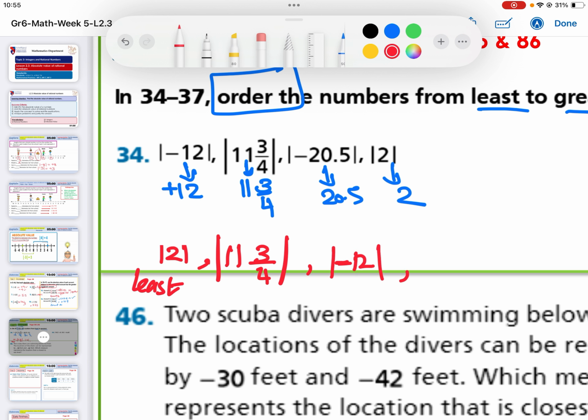Okay, guys, here I'm writing it the way the question is presenting it to me. So this is how my answer should look. The question gave you the numbers with the absolute value, so your answer should include the absolute value. So the absolute value of 2, then 11 and 3/4, then the absolute value of negative 12, and finally the absolute value of negative 20.5. This is how you order from least to greatest.